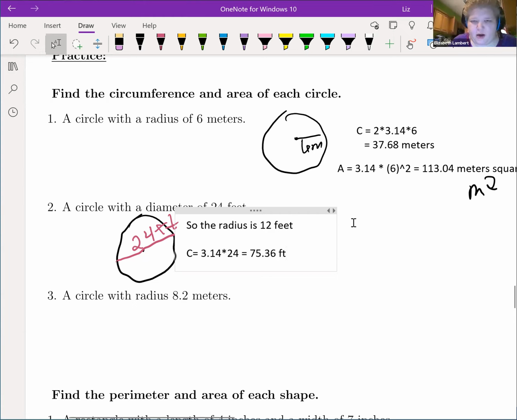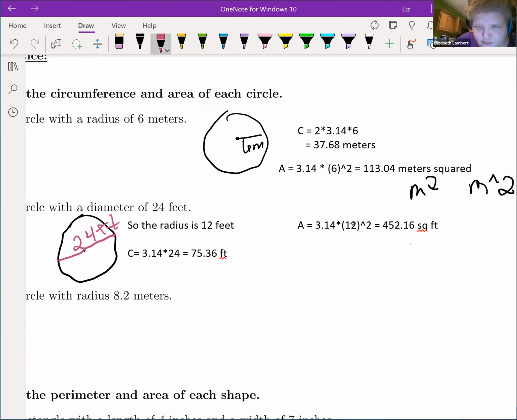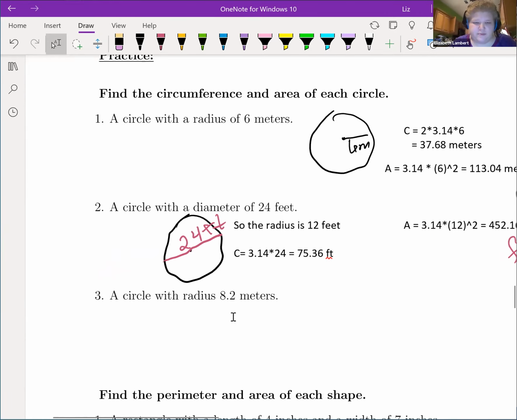All right, now we got our area. So area is pi r squared, 3.14 times 12 squared is 452.16. Thank you, magic calculator. Feet. I'm going to put SQFT, square feet. But again, this is also feet squared or feet caret 2. Just make sure you got your units.